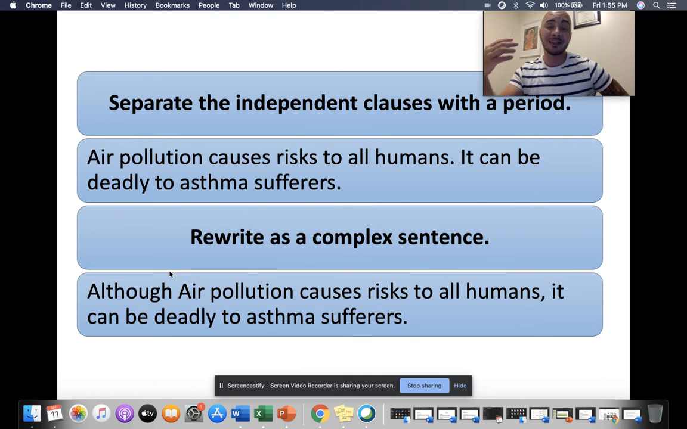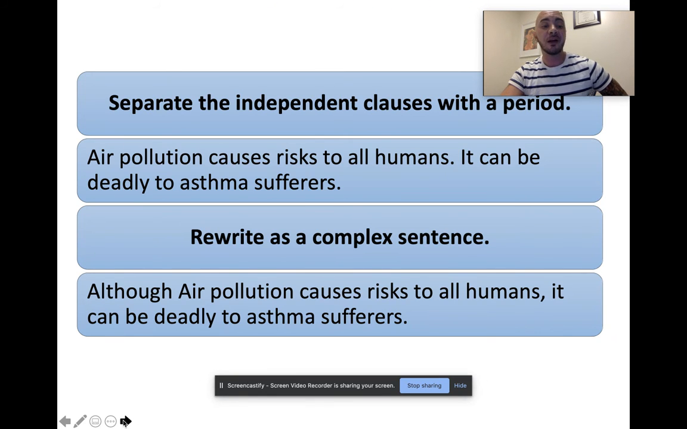Remember that although is a subordinating conjunction, and whenever we have a subordinating conjunction on our hands, what we are talking about is a dependent clause. And we can connect a dependent clause to an independent clause with just a comma. The reason for this, again, is because the linking word, or the conjunction, appears at the beginning of the sentence.